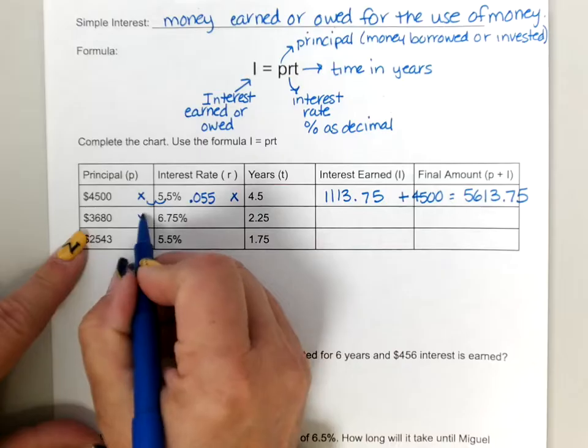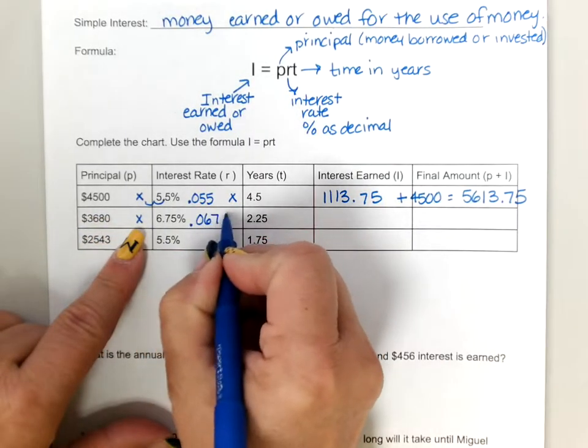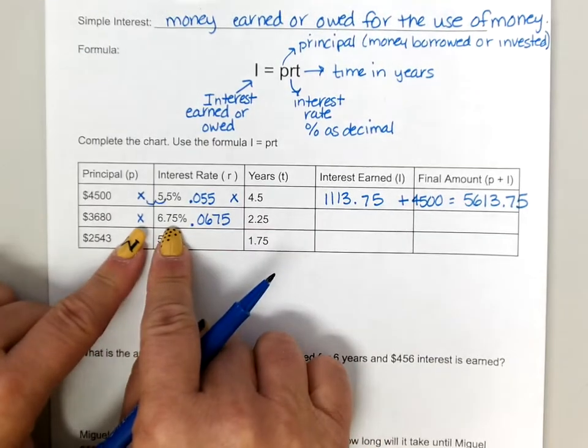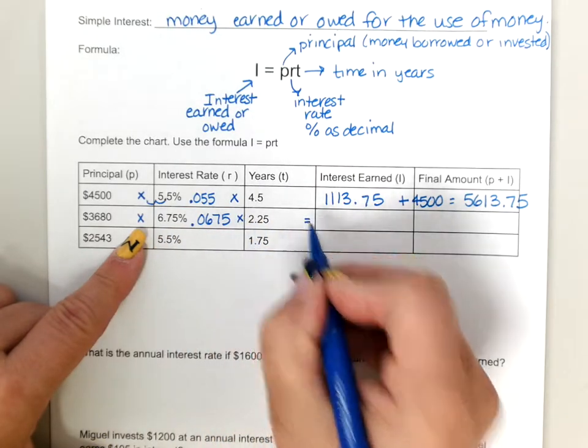All right, so we're going to find the interest again. We're going to times it. We have to turn the percent into a decimal, and we don't drop any of those numbers off. We don't round them. We have to keep every single one of them from the percent. And then we're going to times it by the time.